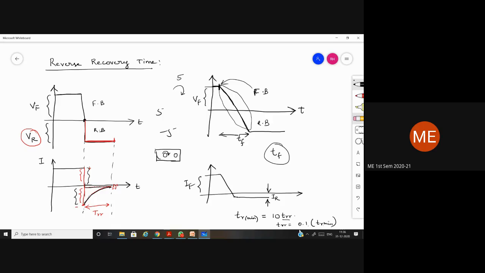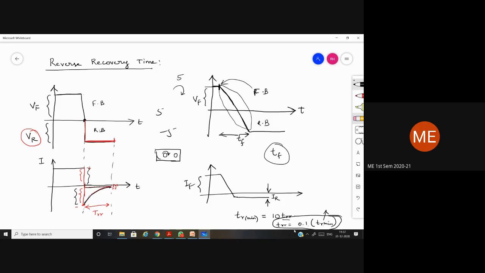So it has to adapt suddenly to the new changes, meaning it should work at this particular level. This TR min is the minimum reverse time required. So in that also you should take 0.1 times of that minimum reverse recovery time. That will give you the TRR. So just remember these points. Reverse recovery time is the time taken by the diode to reach its reverse saturation level.